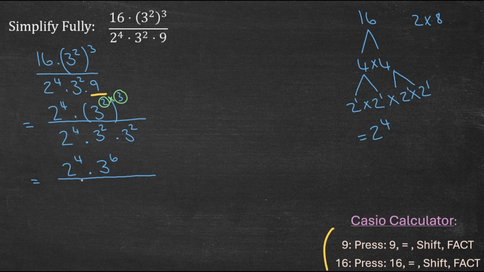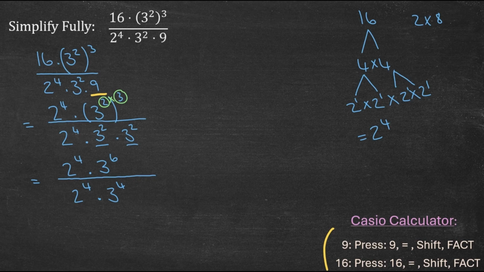Okay, there's nothing else to do in the numerator for now, so I'm going to move to the denominator. Here we've got 2 to the power of 4. I can't do anything with this yet, so I'm just going to rewrite that. And now let's have a look. I'm multiplying. My bases are the same, so I can add my exponents. So I'm going to keep my base, and I'm going to add the exponents. 2 plus 2 is 4.